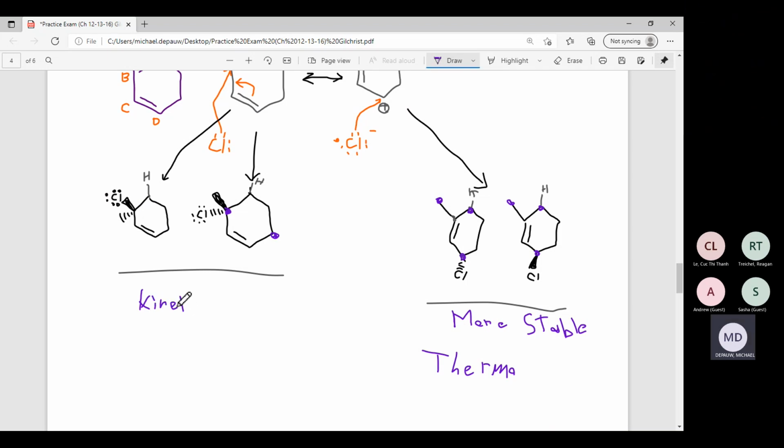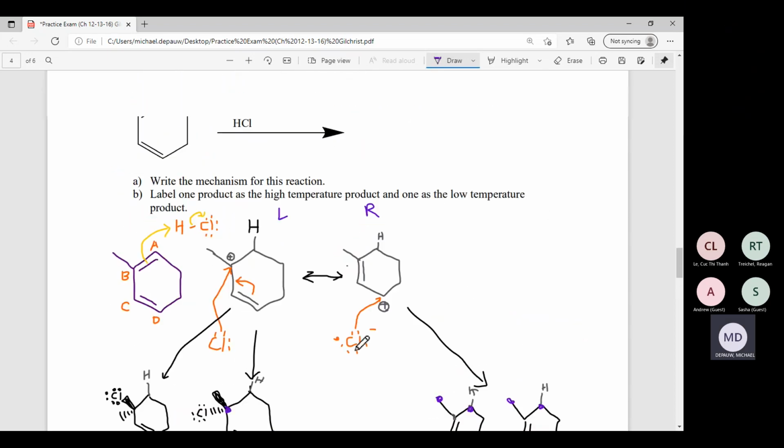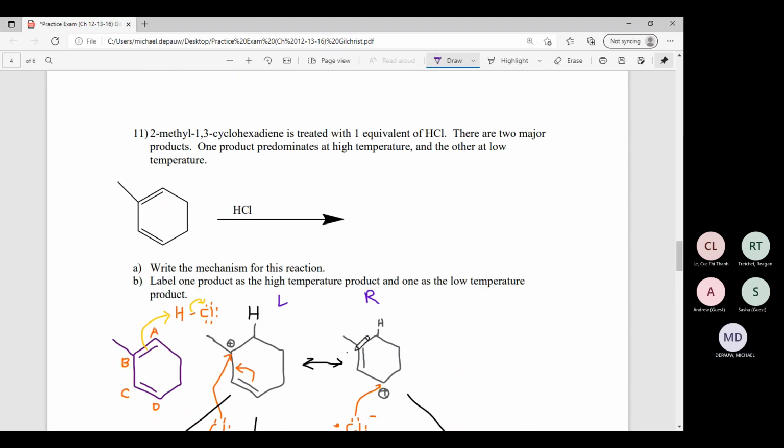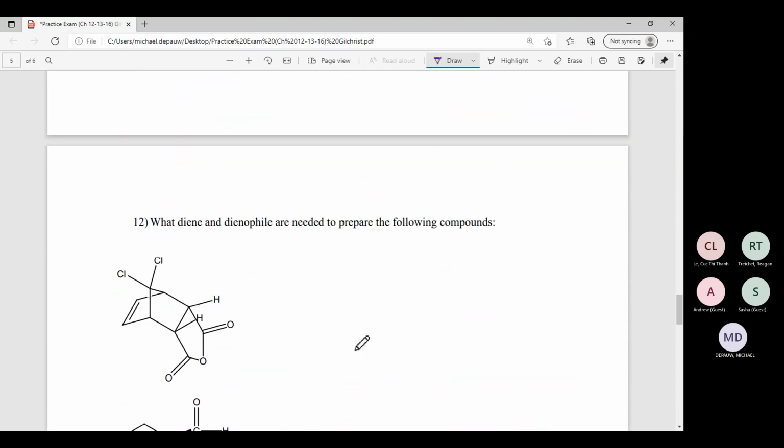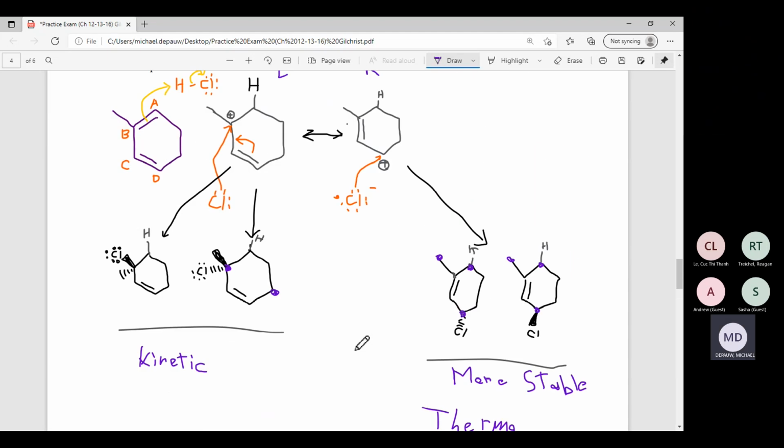If you want, just out of curiosity, if you wanted the kinetic product, what conditions would you have? High temperature or low temperature? Low temperature, exactly. And then the thermodynamic would be a higher temperature. All right, cool. Are we good with this? Any questions?